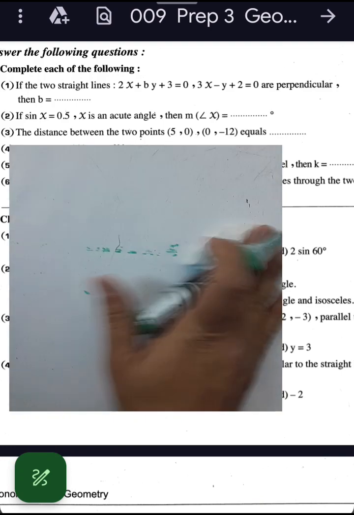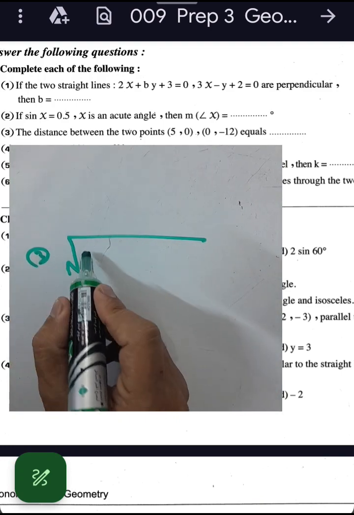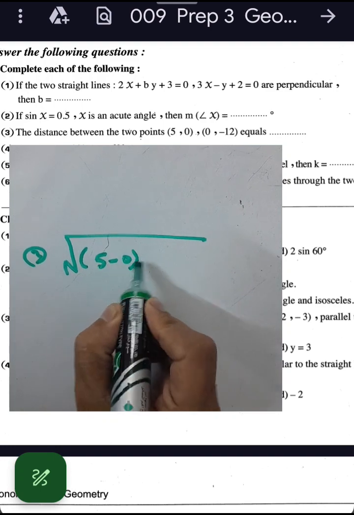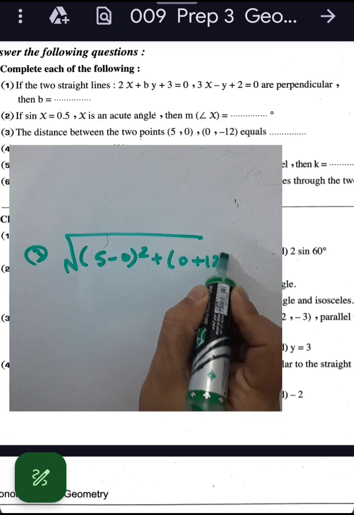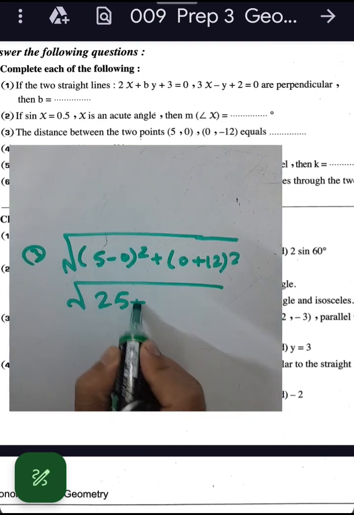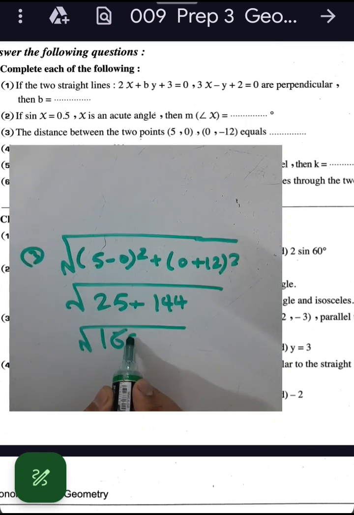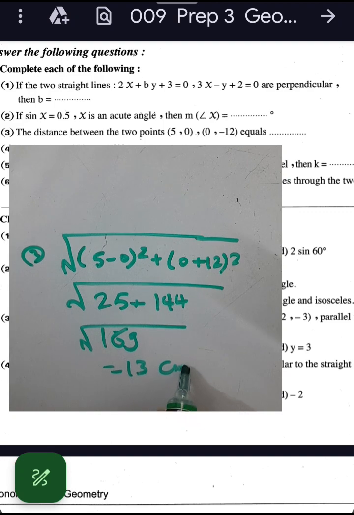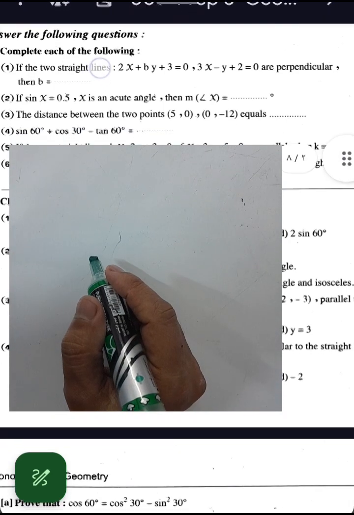Next example, distance between 2 points equals what? We can find the distance between 2 points by the rule: square root of (5 minus 0) to the power 2 plus (0 minus 12), which is negative 12, all to the power 2. And the result will be square root of 25 plus 144, square root of 169. It will be 13 centimeters. You see here 13 length units. Okay, 13 length units.